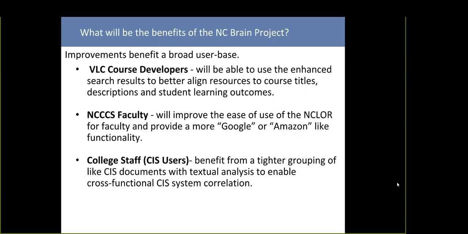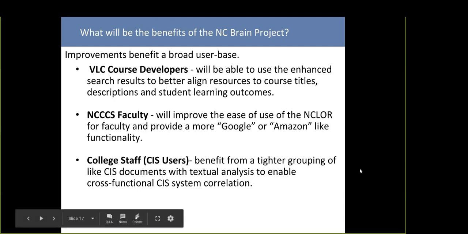What we were looking for is improvements for our developers, which would enhance their search to better align the titles, descriptions, and learning outcomes. We'd help our faculty by giving them more ease of use, making it more Google and Amazon-like in functionality. And we'd help our college staff, because some of our student information system uses that for documents on how to use our system, and we can do cross-functional correlation. So what does all that mean?